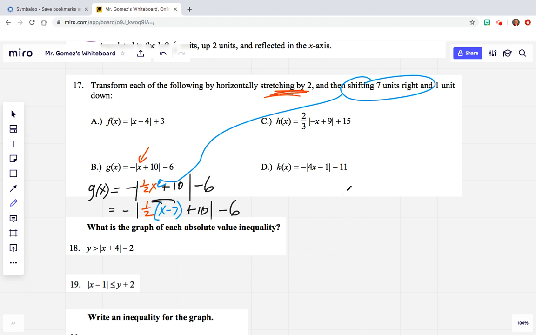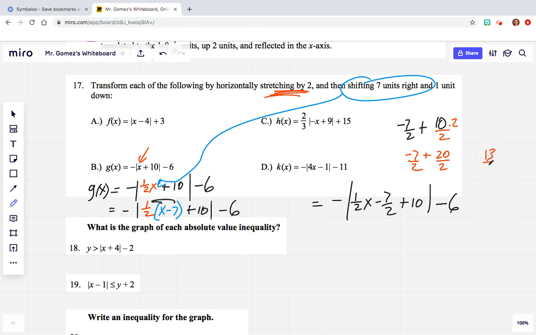The distribution, again, could give me 1/2 x minus 7/2, and then plus 10. And this is still inside of the absolute value. And then it's -6 on the outside. So a -7/2 plus 10, practice without a calculator with fractions. We will multiply by a form of 1 so that we get -7 plus 20, both over 2. So now we can add, since we have common denominators, and get a positive 13/2. So this will become 1/2 x plus 13/2. That's still inside of the absolute value with a negative reflection out in front and then the -6.